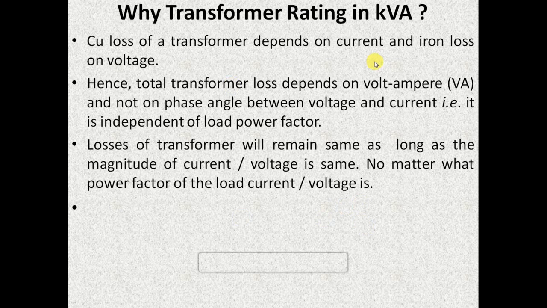In the case of a transformer, the copper loss is dependent on the current, whereas iron loss is dependent on the voltage. That is, the total transformer loss is dependent on the voltage and ampere, that is volt ampere. And it does not have any dependency on the phase angle between this voltage and current. That is, it is independent of the load power factor.